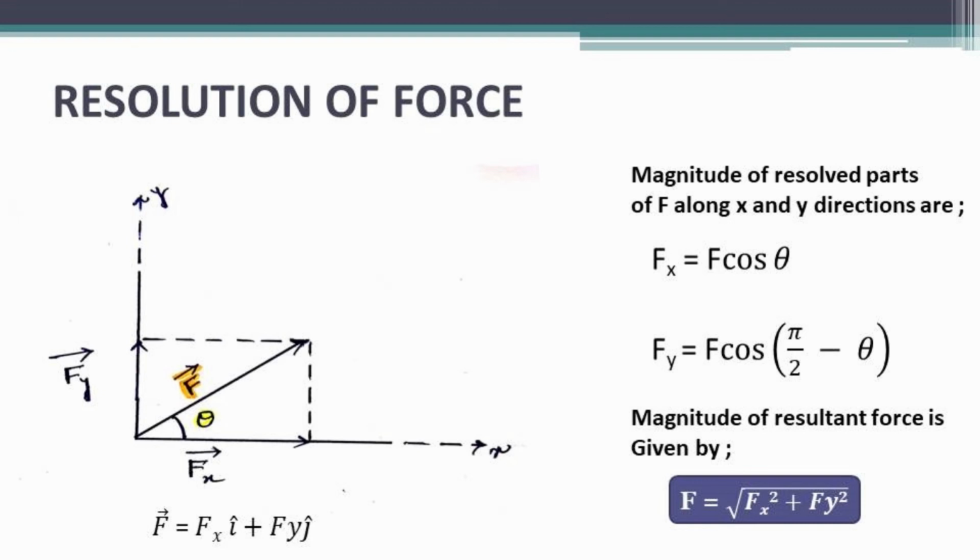And the magnitude of such a force is given by the square root of Fx squared plus Fy squared. That means the square root of the resolution of the force in the x direction and the resolution of the force in the y direction, added with their squares.